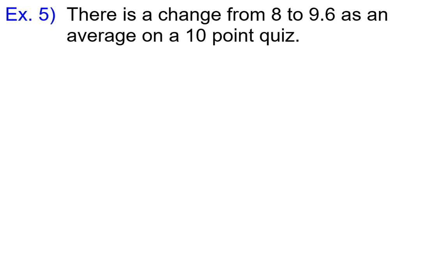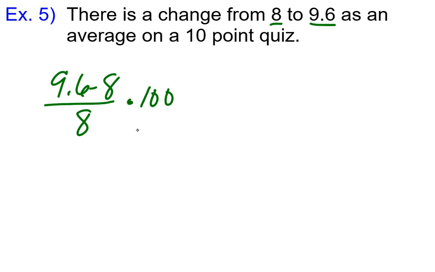There's a change from 8 to 9 and 6/10 as an average on a 10-point quiz. So once again, we're going to grab the numbers that show a change. So the change is from 8 to 9 and 6/10. Don't get pulled in by this 10-point quiz. This is just telling us some more information, has nothing to do with the change. We see a lot of students grabbing the wrong numbers by accident. So even though we're writing the change this way, it starts from 8. So that's the original amount where we started from, and it's going to be times 100.